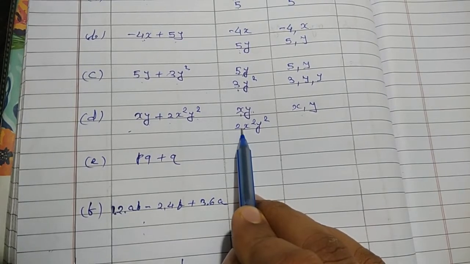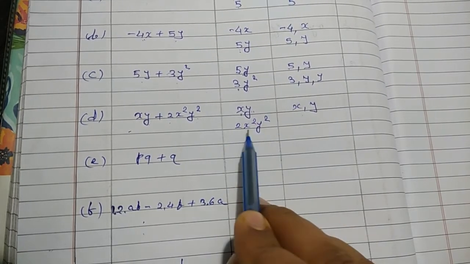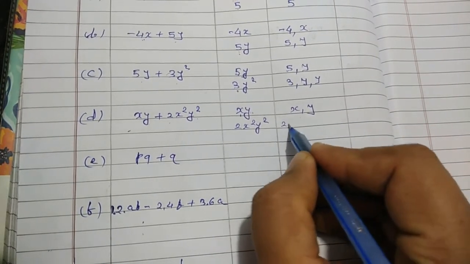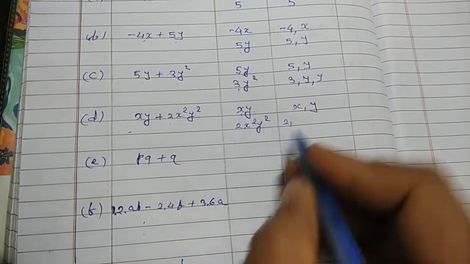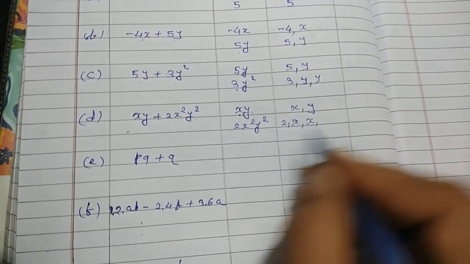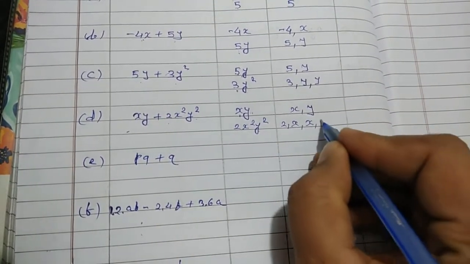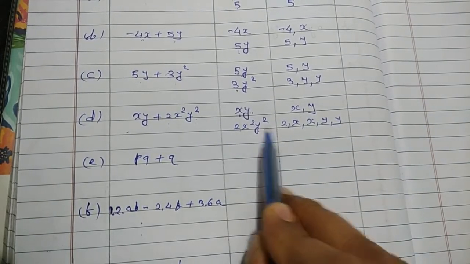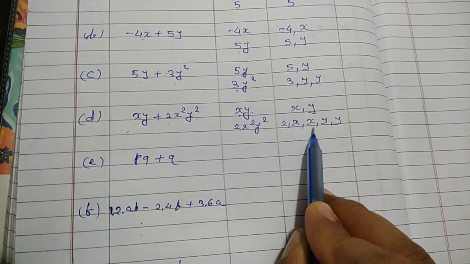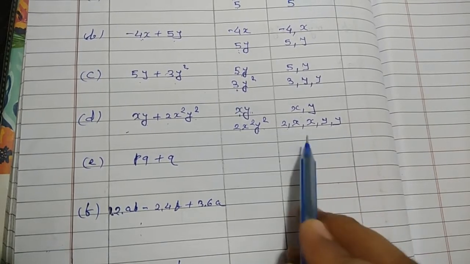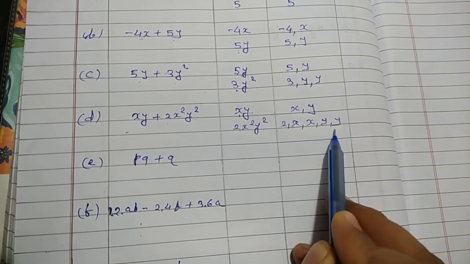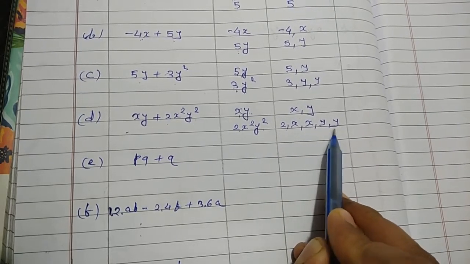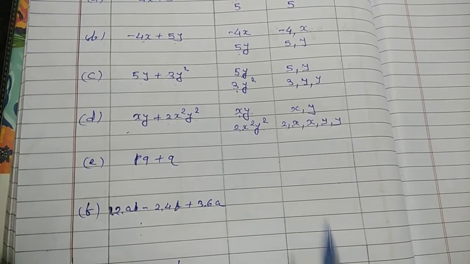Here in the second term, 2x square y square, what are the factors? First numerical coefficient 2, then factors of x square, that is x comma x, and factors of y square, that is y comma y. So the factors of 2x square y square are 2 comma x comma x comma y comma y. How? When we multiply this together, that is 2 multiplied by x multiplied by x multiplied by y multiplied by y, we get 2x square y square.